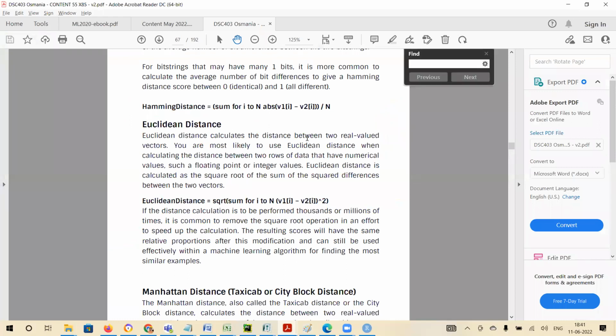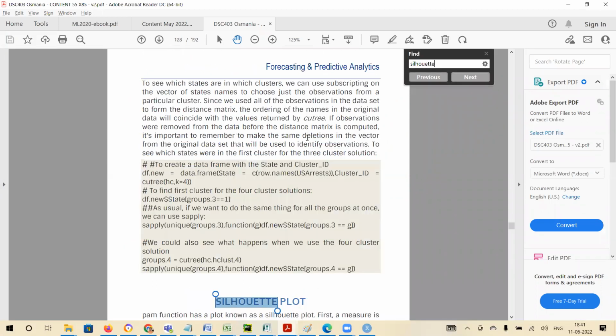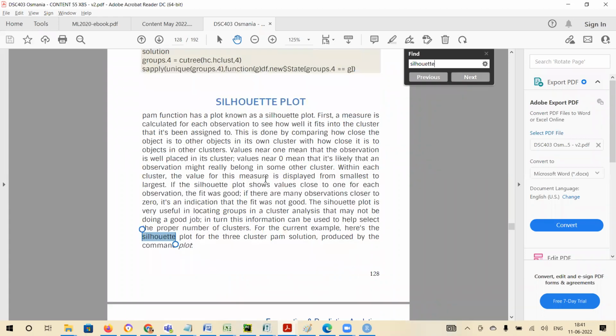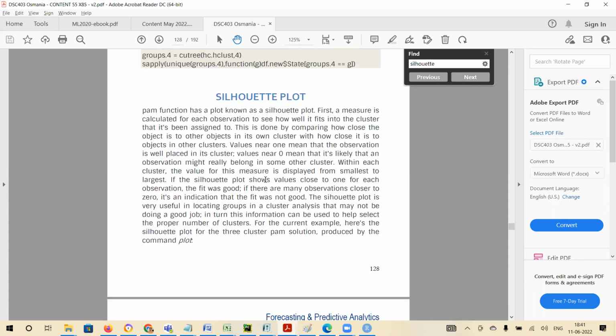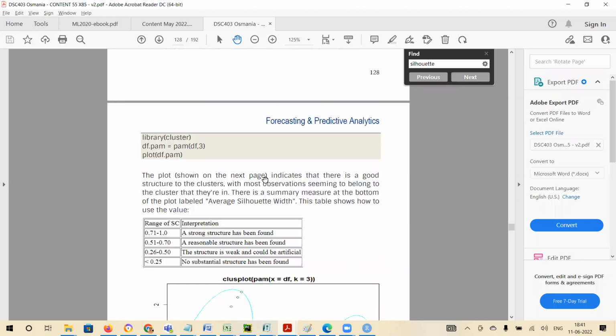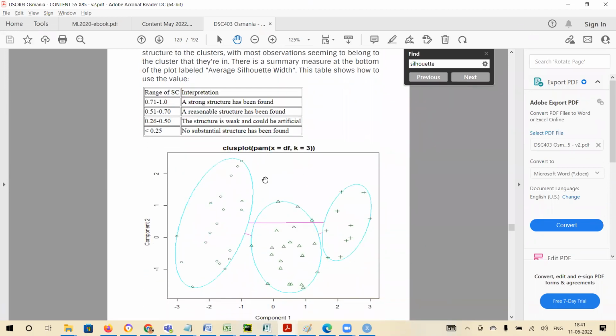What is the spelling of Silhouette? SILHOUET. Not found. Silhouette plot. This is a way of finding the accuracy.